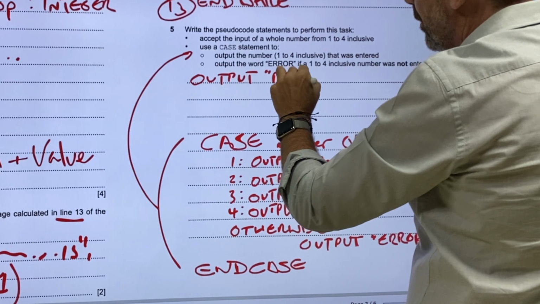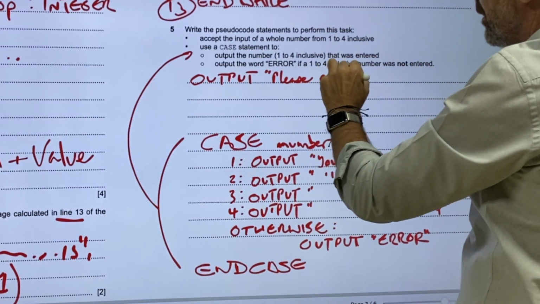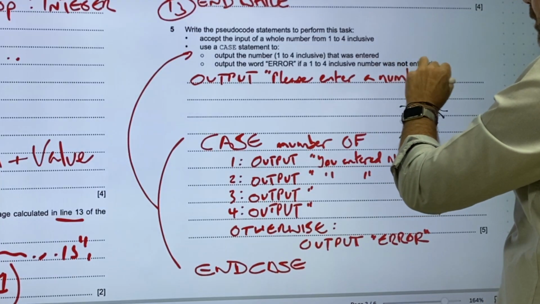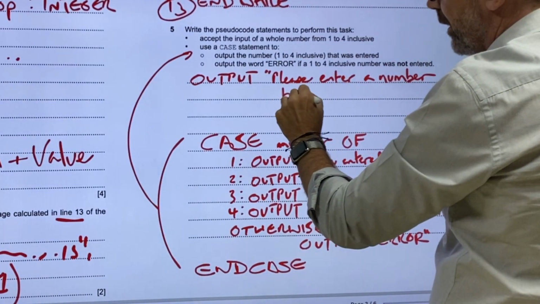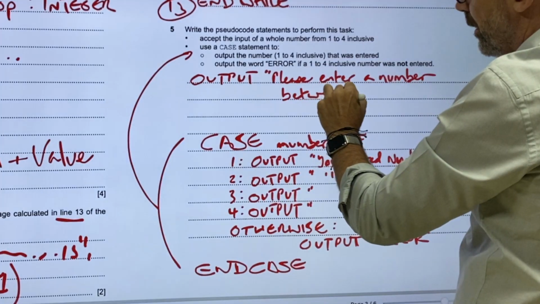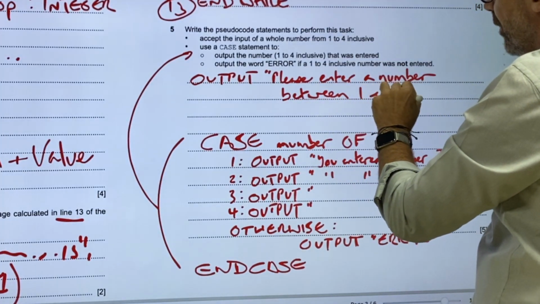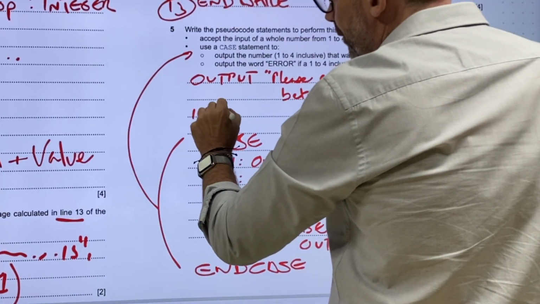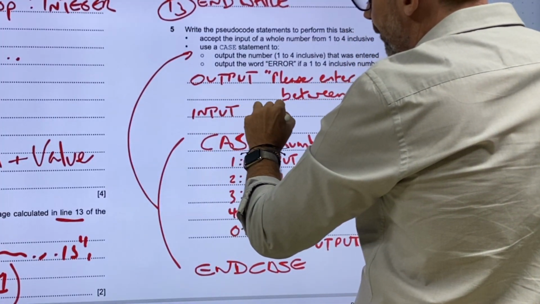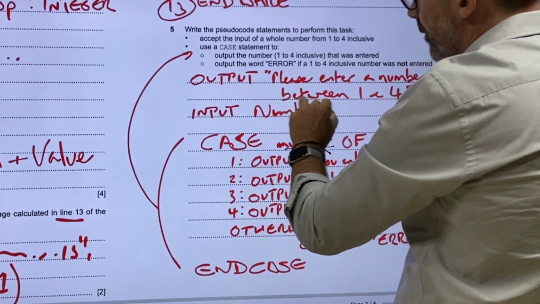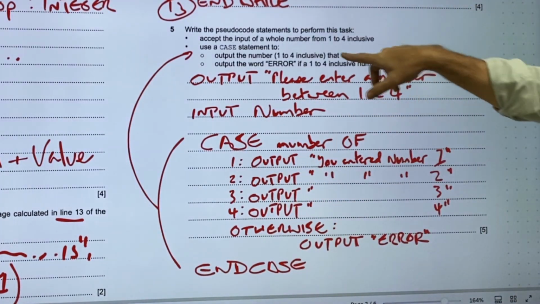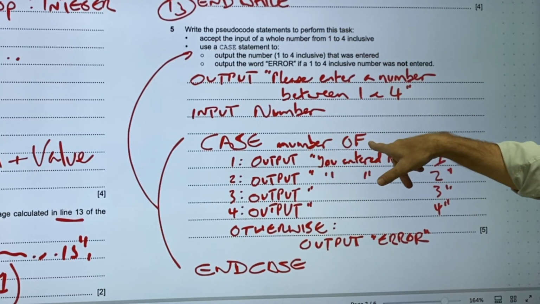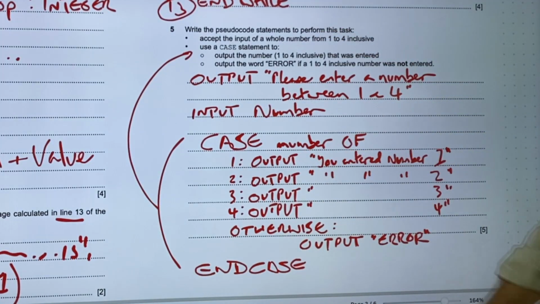Please enter a number, on the line between 1 and 4. And then we'll get the user to input a number. Okay, so output, please enter a number. Input the number, and then the case statement, number of, any of those.